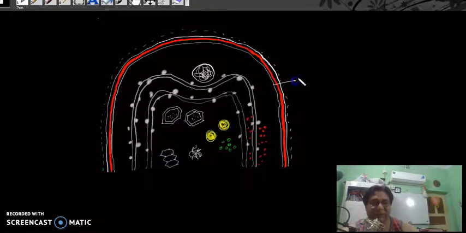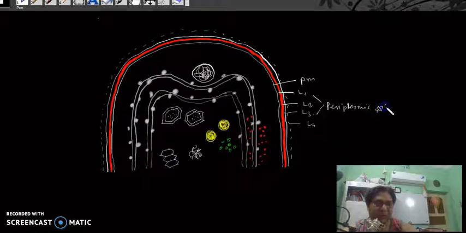This is the plasma membrane. Outside the plasma membrane, there are several layers. In some books, these layers, in previous literature in fact, were divided as L1. This inner layer is called L1. This layer is called L2. This layer is called L3, and this outside sheath is called L4, like this. But recently, it has been found that this L1 and L3, you may call them periplasmic space or periplasm, just like the gram-negative bacteria.